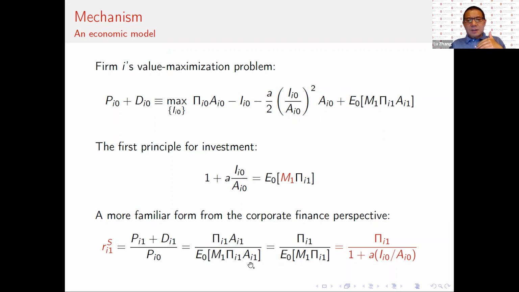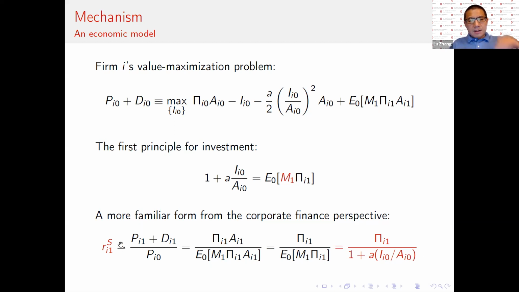Then you cancel A1, assets in the next period, both in the numerator and denominator, and you get to this form, okay? And then to derive the last equation, we substitute the marginal cost of investment. We replace this marginal Q term, with the pricing kernel embedded in there, by the marginal cost of investment. So this way, we achieve some separation from the pricing kernel class of models, and thereby sidestep its empirical difficulties.